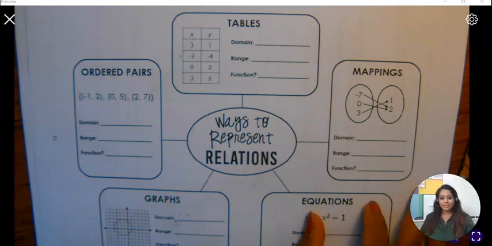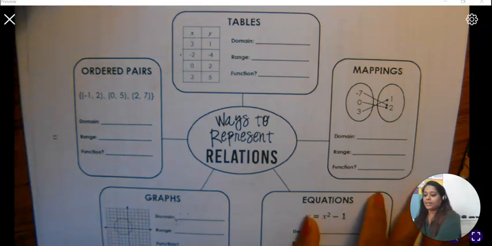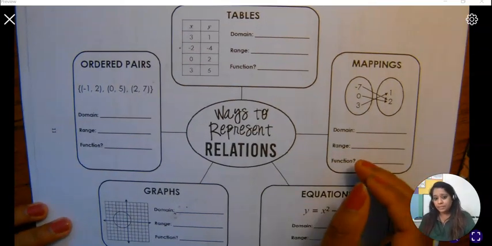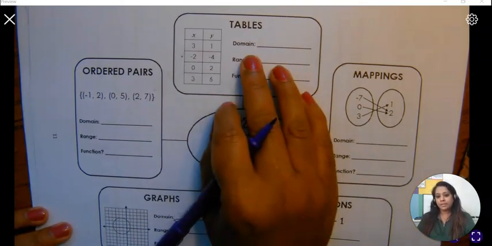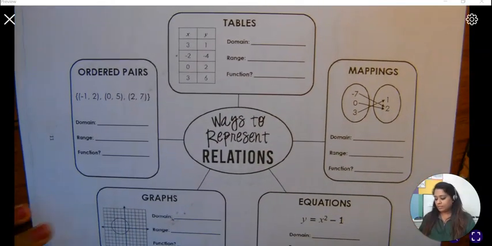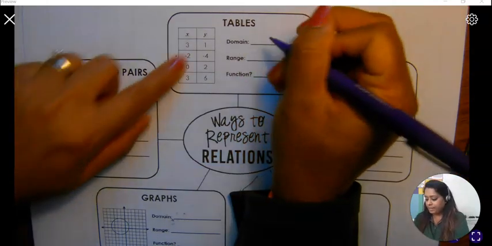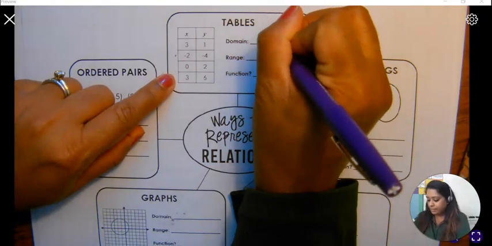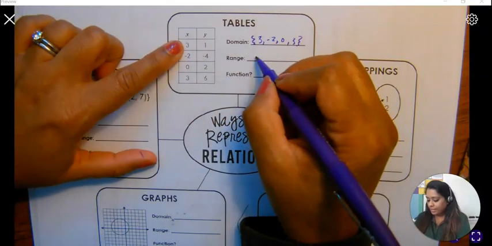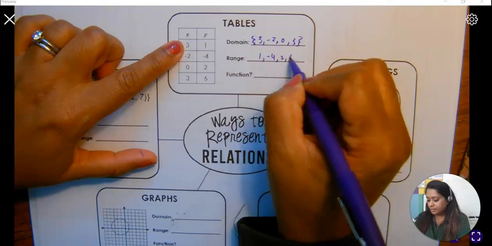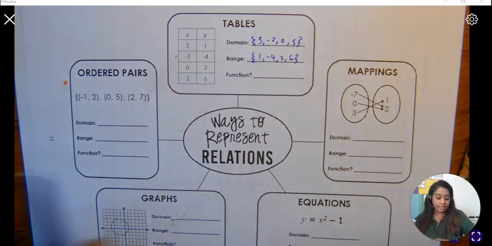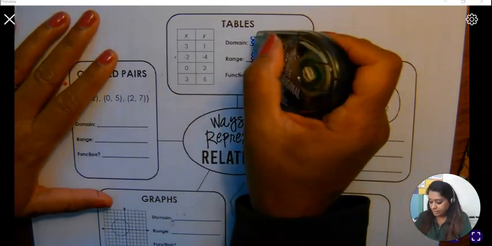So here we go. I have showed you many ways to show relations, x and y relations, with a table, ordered pairs, mapping, graphs, and equations. For the table, you can find the domain right here listed out. You can find the range right here listed out. I really should have put those in order, but I did that completely wrong. Let me redo it.